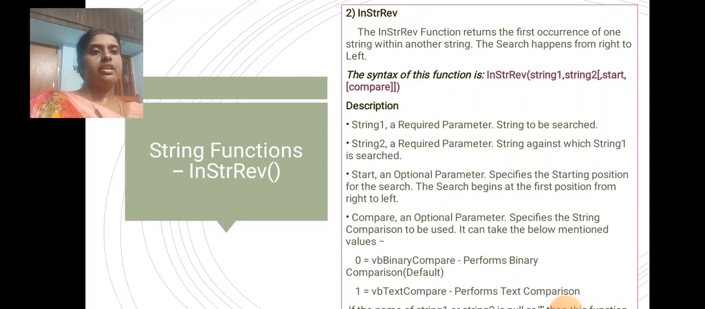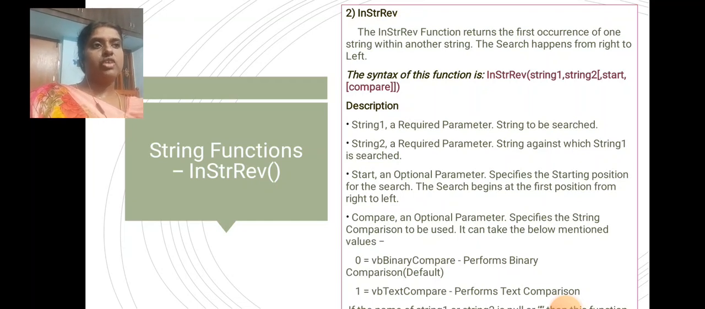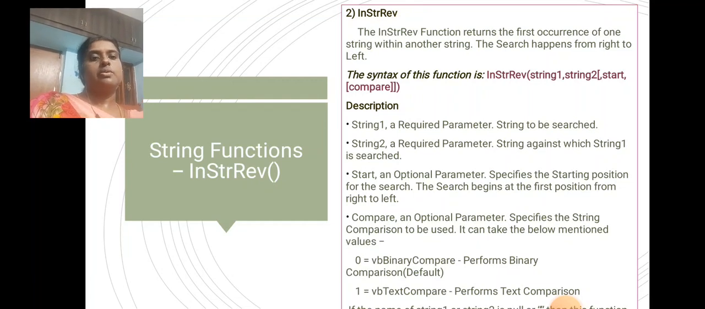As we already explained, string 1 is the string in which we are going to perform the search. String 2 is the pattern we are going to search for in string 1. Start is the position where you have to start the search, and with compare we can perform either a text search or a binary search. That is the explanation given here.